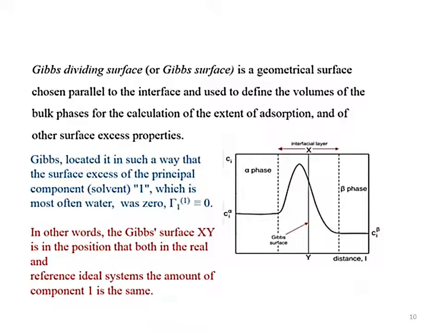In other words, the Gibbs surface is in the position that both in the real and reference ideal system the amount of component 1 is the same.